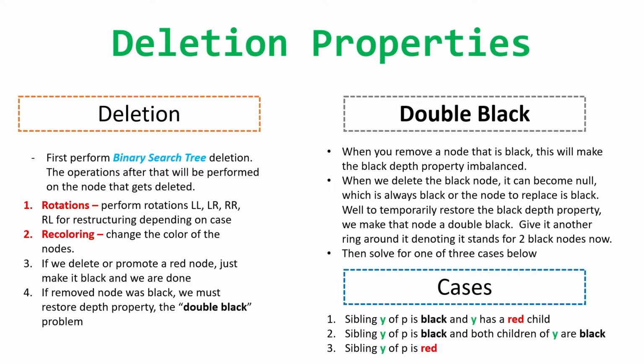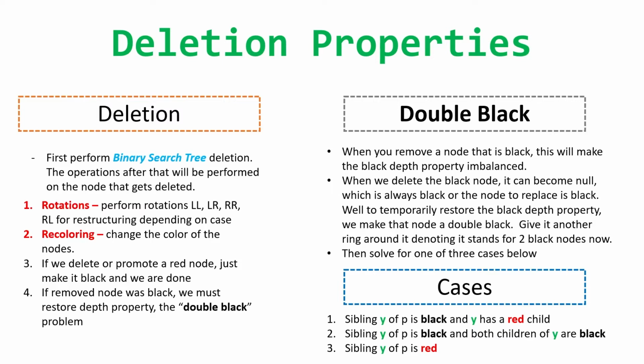When we remove a node that is black, this will make the black depth property imbalanced. That's property number 3 of a red-black tree. At some external node, the path to the root now has 1 less black node. When we delete the black node, it can become null, which is black, or the node we're replacing it with or promoting is also black, like the in-order successor being a black node. To temporarily restore this black depth property, we make that node a double black. We give it another ring around it, denoting that it stands for 2 black nodes now. With some examples, all these cases will make more sense.